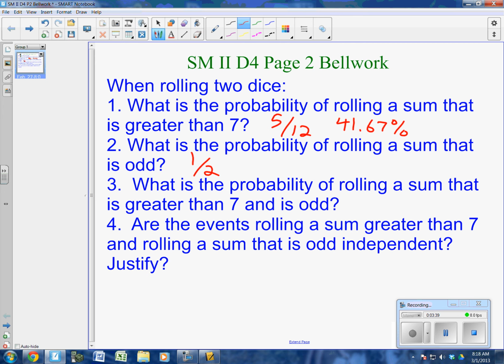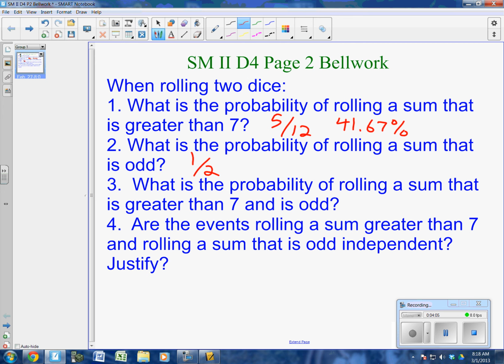Okay. Number 3. What is the probability of rolling a sum that is greater than 7 and is odd? Hannah, what do you think? It has to be greater than 7 and it has to be odd. So, do you have your table somewhere? Do you guys all have your tables out? I'm going to come back to you, Hannah, on that one.